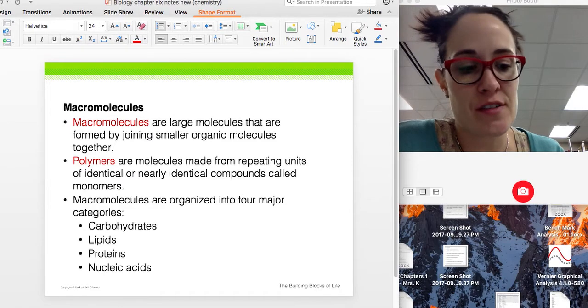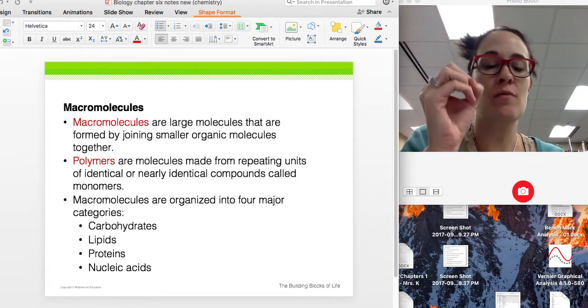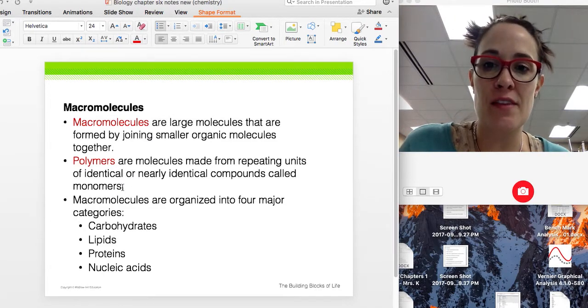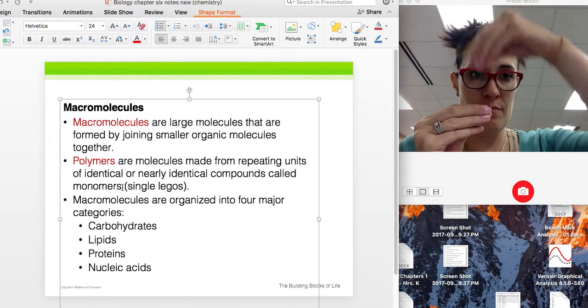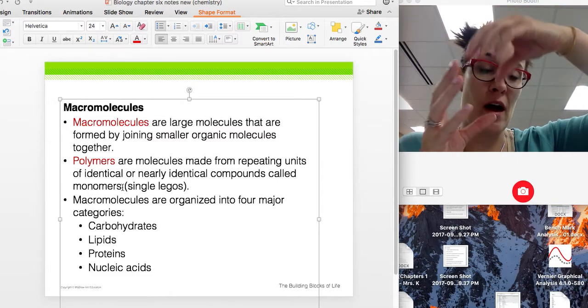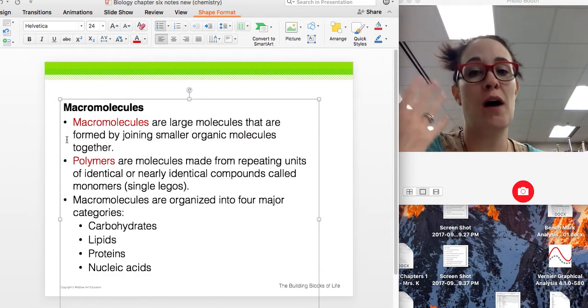And they're called monomers. Mono, single. So I like to think of monomers as single Legos. And if you stack them on top of each other, you add more than one Lego, you build a polymer.